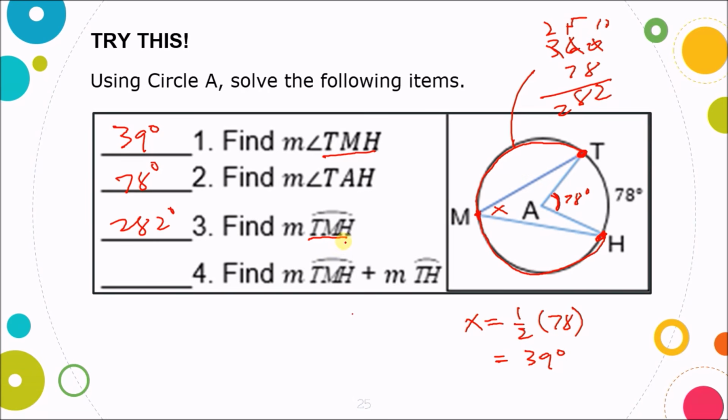Did you get my point? Okay, very good. How about this one? What's the measure of arc TMH plus arc TH? Idadagdag natin sa measure of arc TH natin. So, na-occupy niya lahat yung buong circle natin. So, meaning, that is exactly 360 degrees. I hope naintindihan mo yung iba't ibang mga properties involving chords or arcs.